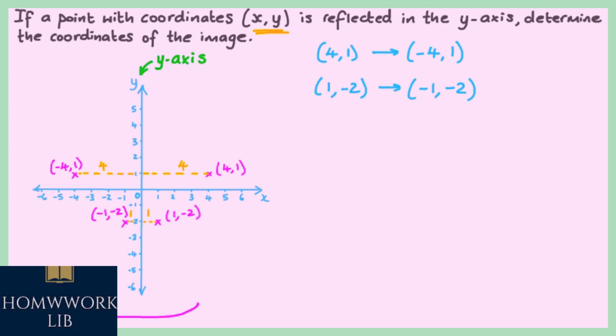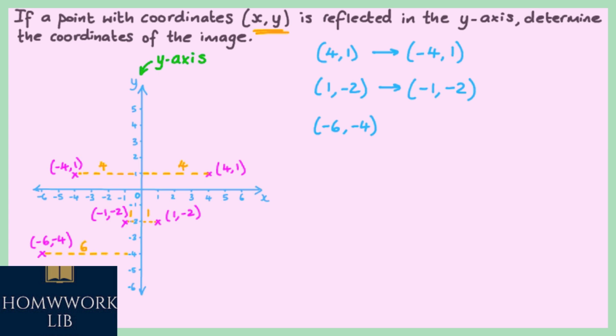So far, we've considered 2 points with positive x coordinates and reflected them onto the left side of the grid. But can we plot a point with a negative x coordinate and reflect it onto the right side of the coordinate grid? Well, let's take the coordinates -6, -4.